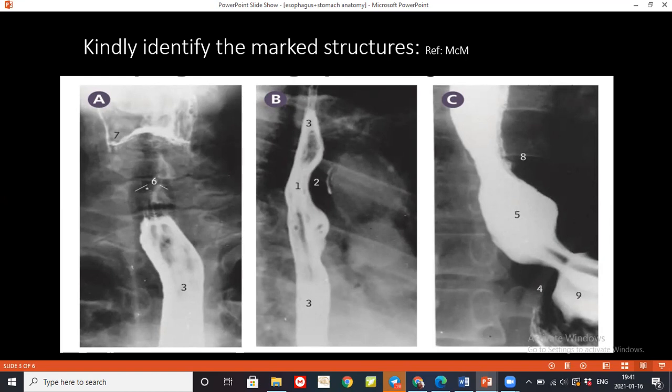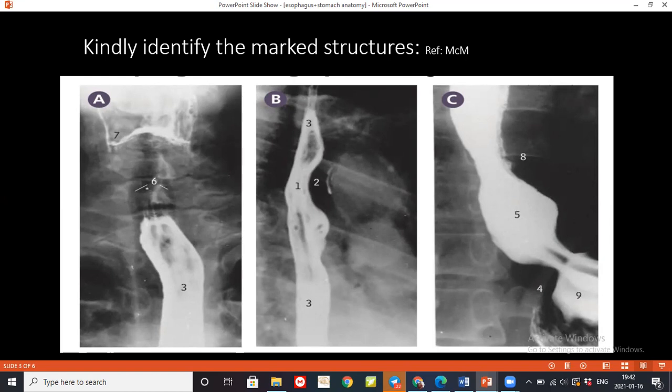Okay, talking about the esophagus, can you please tell me at what level it begins and at what level it ends? It begins at the lower margin of the cricoid, at the level of C6, and ends opposite the level of T11.